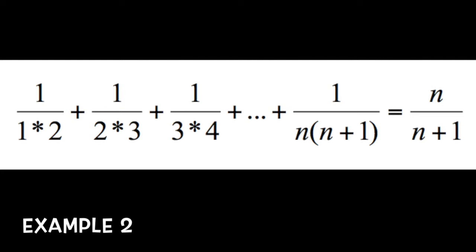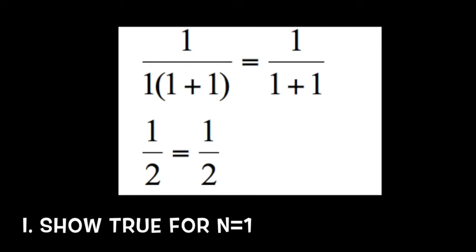So for this example, our first step is to prove that it works for n equals 1. To do that, we will plug 1 into the expression 1 over n times (n plus 1), and that will simplify into 1 half. On the other side, we will also plug 1 into the expression n over (n plus 1), which also simplifies into 1 half. Therefore, the series does work for n equals 1.